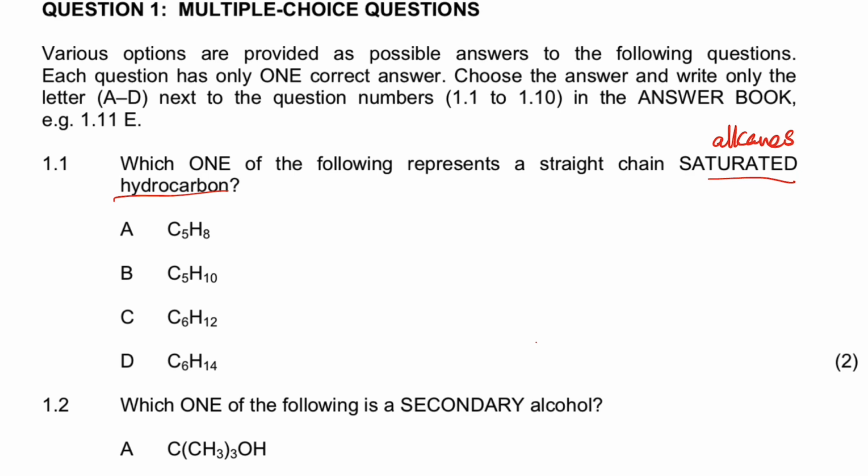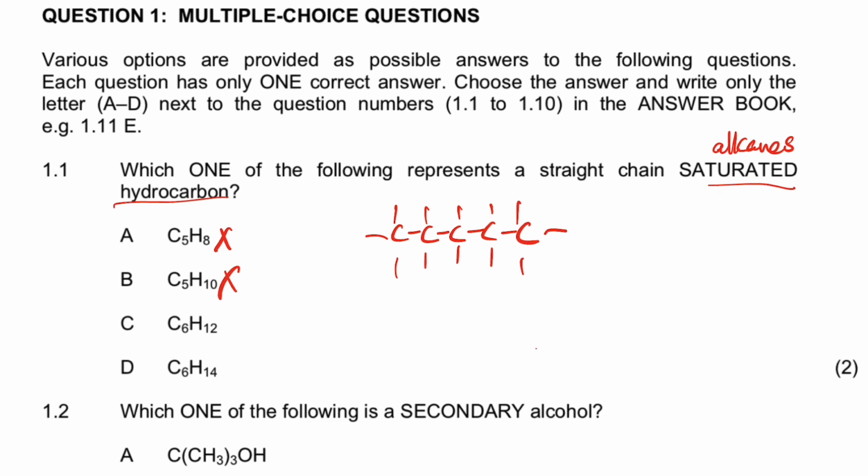Now guys, if you look here, we're given these three, but we're given with 5 carbons and 6 carbons. So I'm going to do the 5 carbons: 1, 2, 3, 4, 5. And then how many hydrogens? 1, 2, 3, 4, 5, 6, 7, 8, 9, 10, 11, 12. Let's count it again. So it's 12. So the 5 carbons with 8 hydrogens is not saturated.